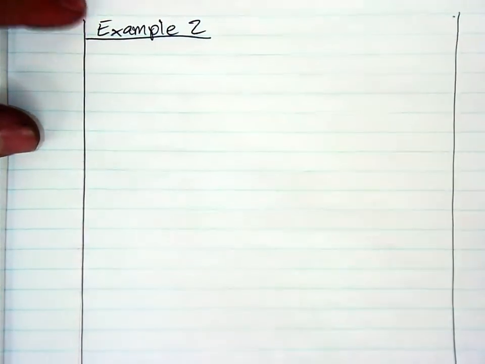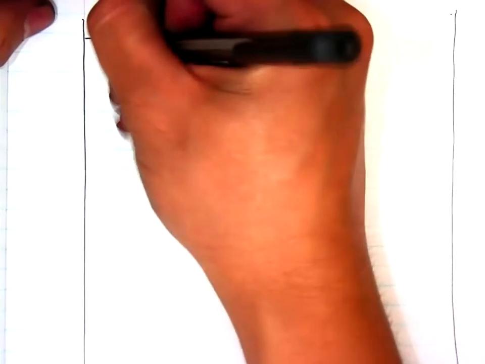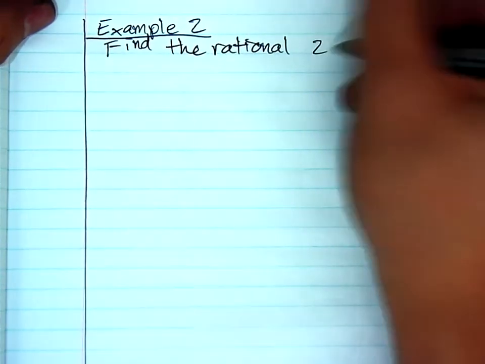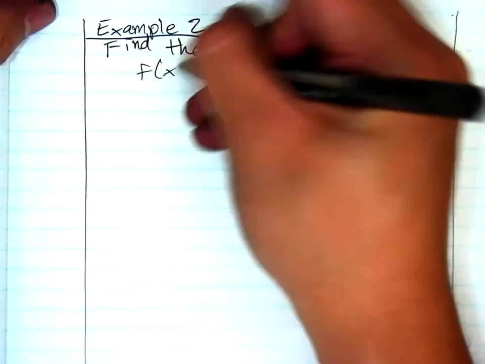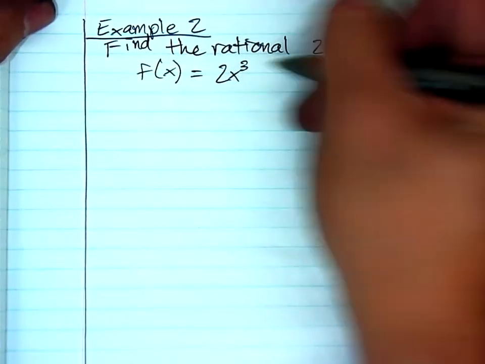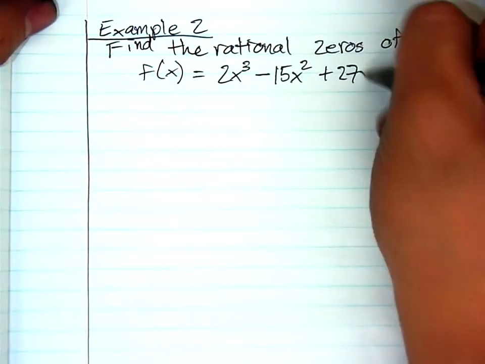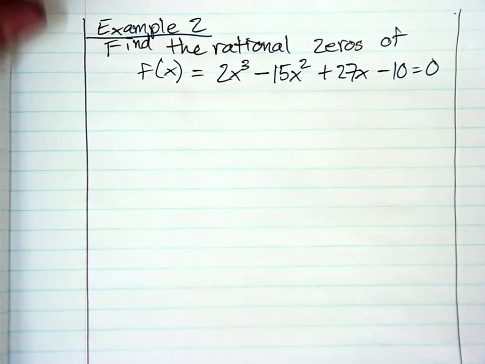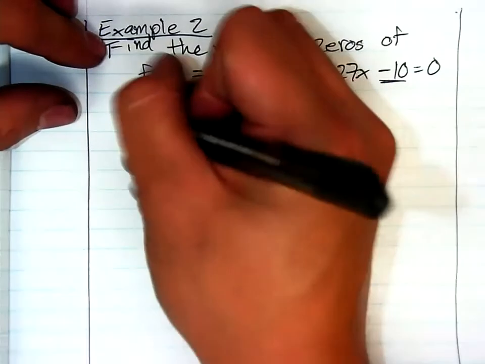So example 2, we're going to factor and find the rational zeros of, and then here's our function, f of x equals 2x cubed minus 15x squared plus 27x minus 10 equals 0. Now this one, as you can tell, is actually not going to be that pretty.